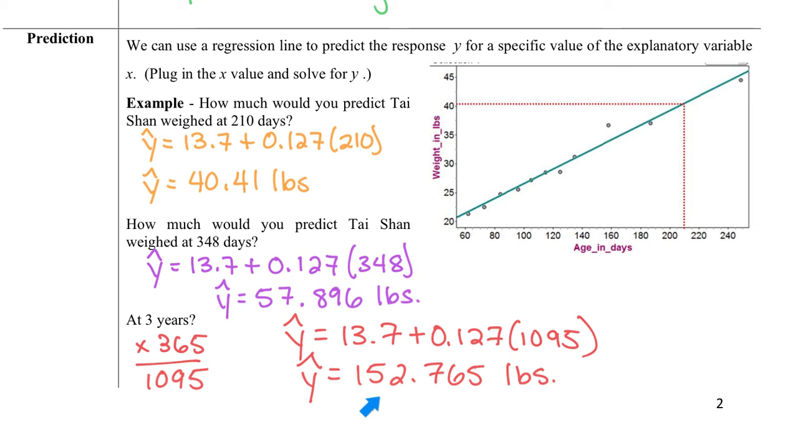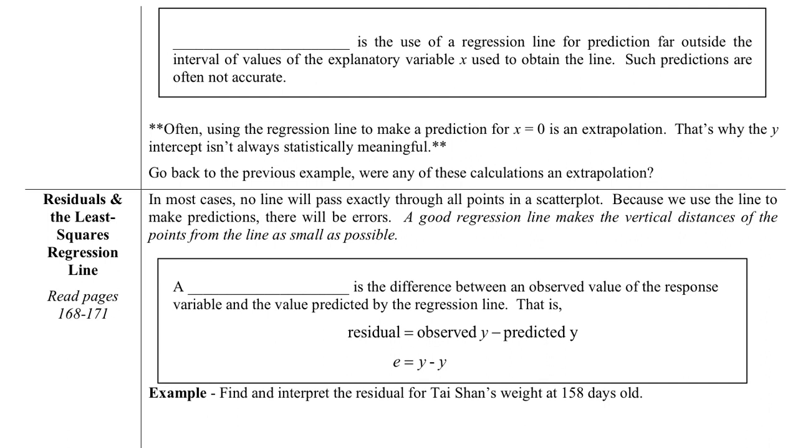So it would be interesting to look up Taishan's actual weight at 3 years. I bet it's actually recorded somewhere, and see how close our prediction is. And that concept actually takes us to this next idea of extrapolation. Extrapolation is the idea that we're trying to make a prediction that's far outside of our original data set.